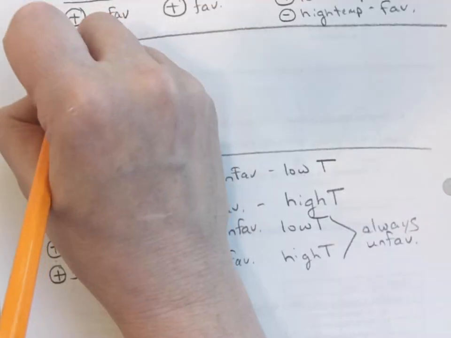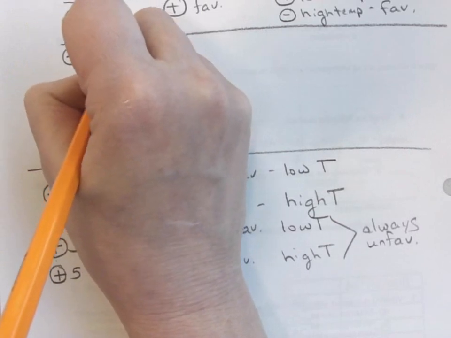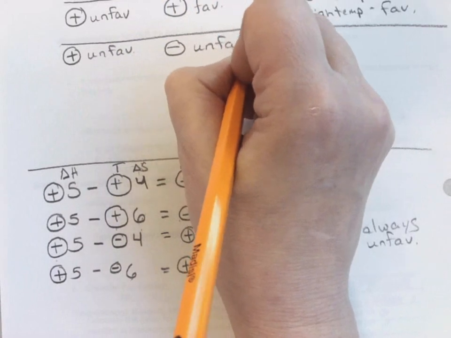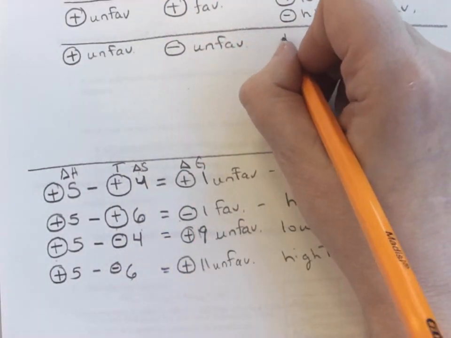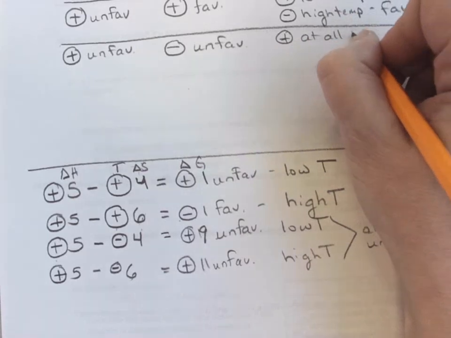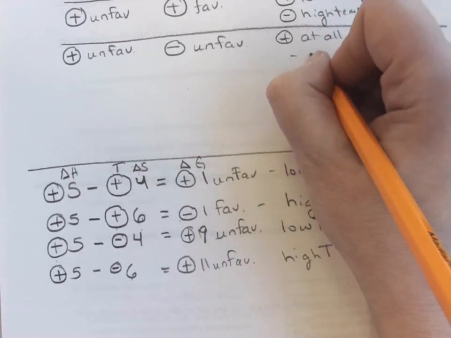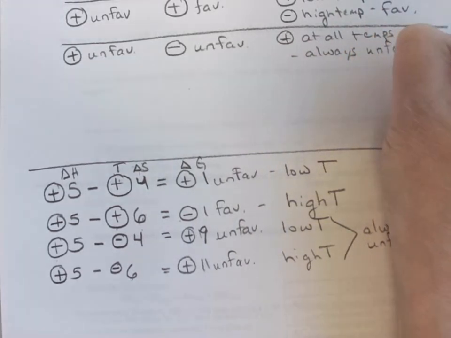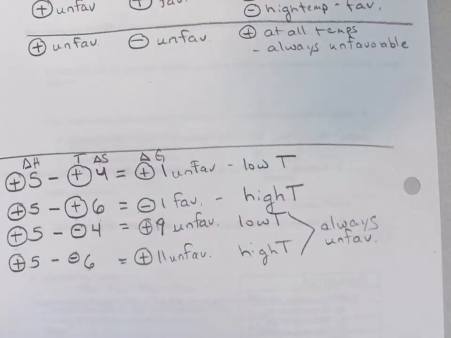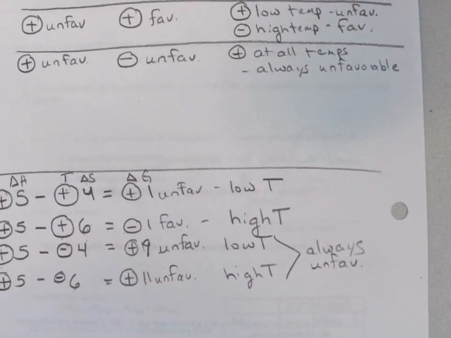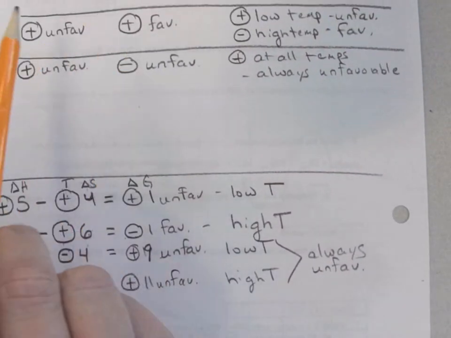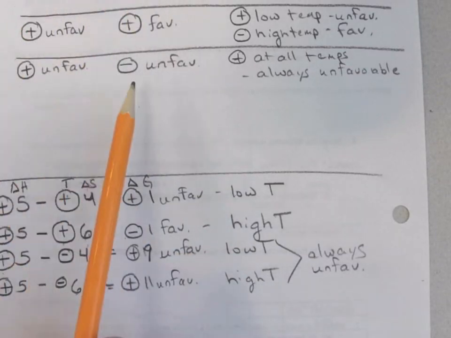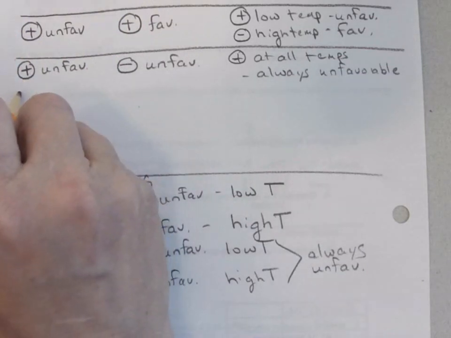So let's write that up here. So a positive delta H, which is unfavorable, and a negative delta S, which is also unfavorable. And this is going to be positive at all temps. So always unfavorable. So let's see, we did negative, positive, positive, positive, positive, negative. All right, we need to do both negatives now.